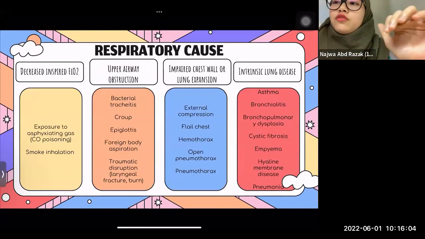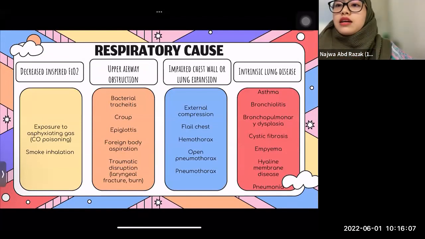It is divided into 4 causes. The first is decreased fractionated inspired oxygen, for example, in the case of carbon monoxide poisoning and smoke inhalation. Next is upper airway obstruction, for example, in the case of croup, epiglottitis, foreign body aspiration, and traumatic disruption. Then impaired chest wall and lung expansion, for example, open pneumothorax, hemothorax, flail chest, and intrinsic lung disease such as pneumonia, empyema, cystic fibrosis, and many more, asthma included as well.